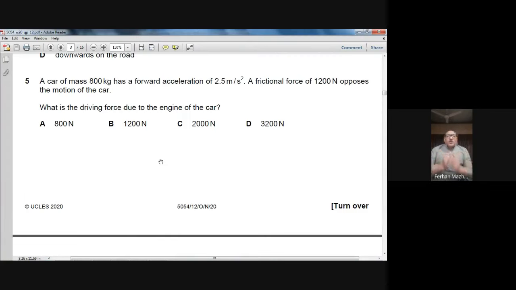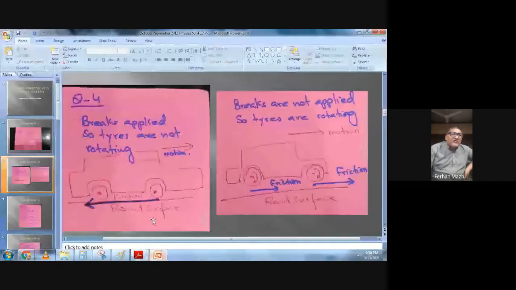We know the acceleration, we know the mass of the car, so I can find that force which is producing this acceleration. According to Newton's second law of motion, F is equal to ma. If I know the mass and the acceleration, I can find that force. So F is equal to 800 into 2.5 meter per second square. When you multiply them, let me show you, I have done this working also.